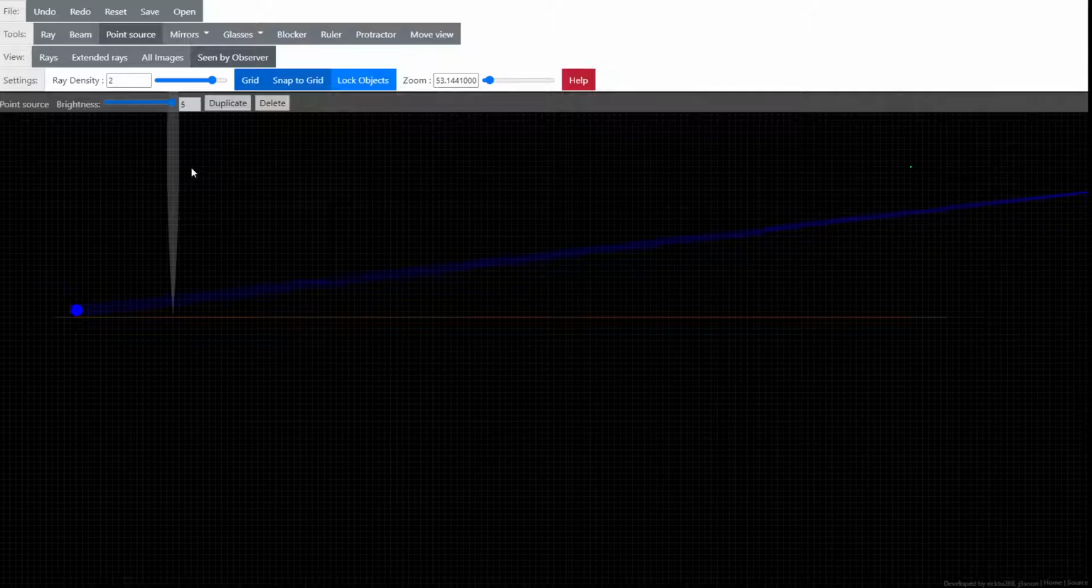This is a lot easier if the sun is much closer to the observer. So, for example, if I bring the sun much lower down, you can see how quickly it appears to be coming from below the ground.